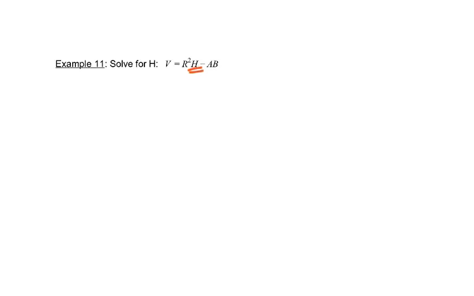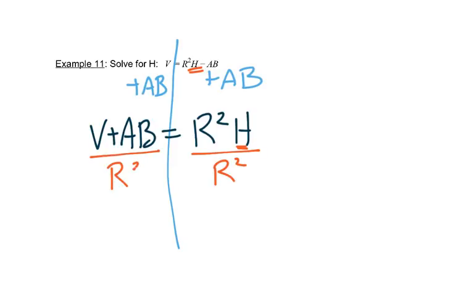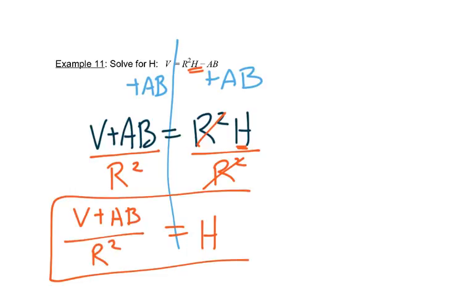So here we want h by itself. So we're going to start by leaving the h alone and move the other things away from it. So we'll add ab to both sides. And we'll read the left in the order we see it. V plus ab equals r squared h. Now I still want this h by itself, and it's r squared times h. So the opposite operation would be division. So I'll divide both sides by r squared. That leaves me with h on the right, and on the left we'll have v plus ab over r squared.